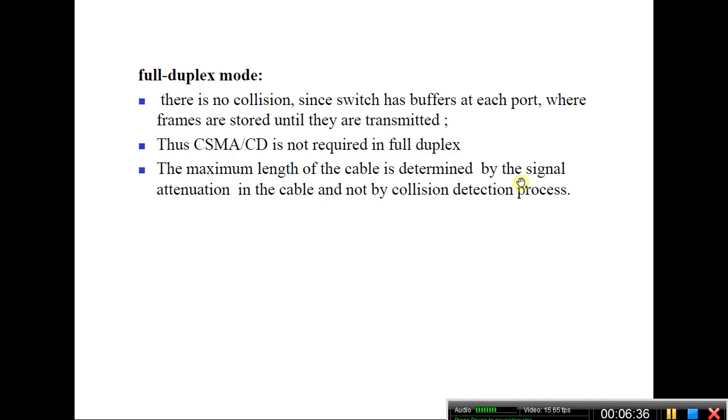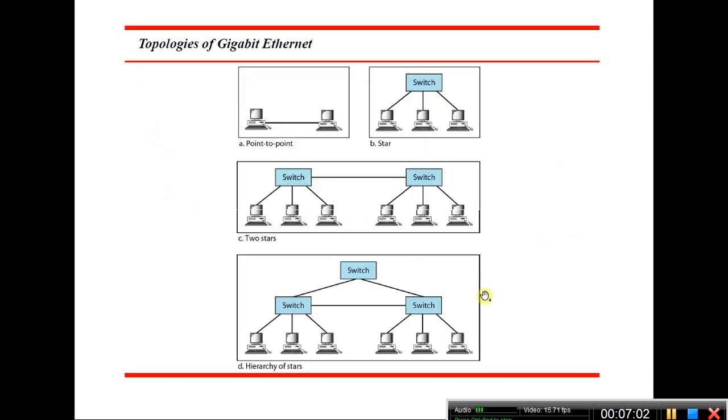Maximum length of cable is determined by the signal attenuation in the cable, not by the collision detection process. In full duplex mode, it uses a switch instead of a hub, and the switch has a buffer that stores the frame until it is transmitted. So CSMA/CD is not required in full duplex mode, and the length of the cable is determined by the signal attenuation.